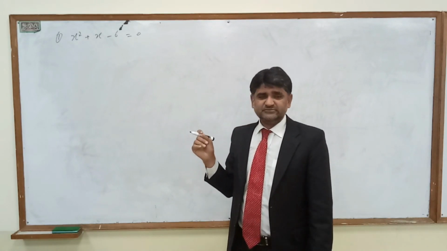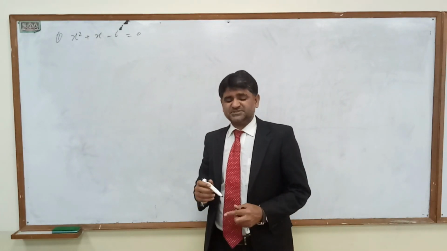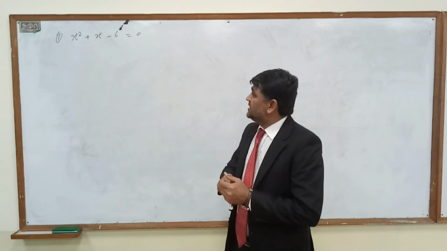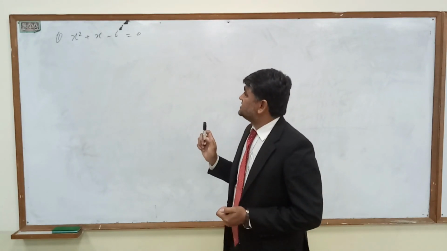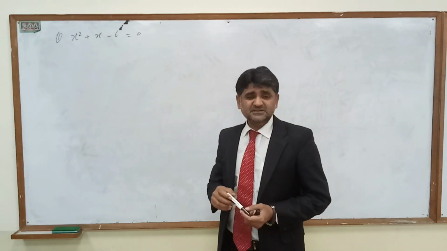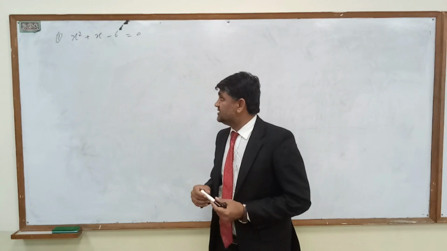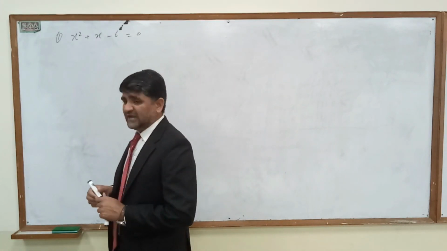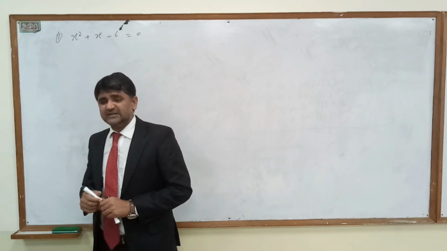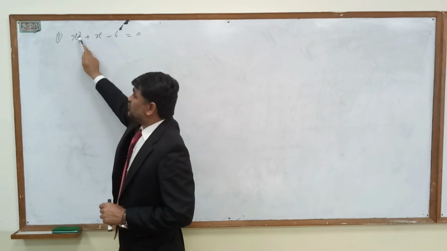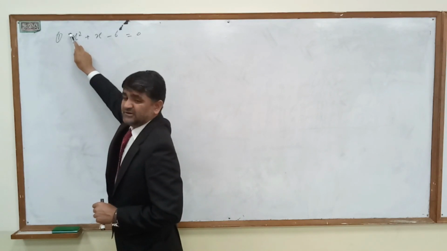And there are 3 methods: factorization method, complete square, or quadratic formula. But here, question number 1 to question number 16, we have to utilize factorization method or complete square. Clear? So factorization method, the coefficient of variable having power 2 is denoted by a.